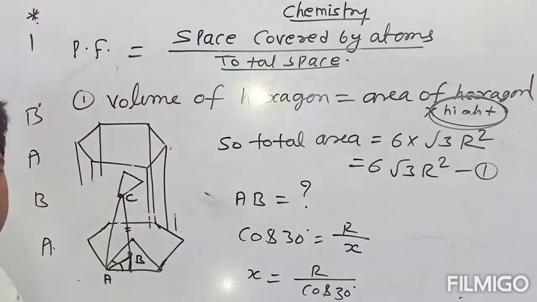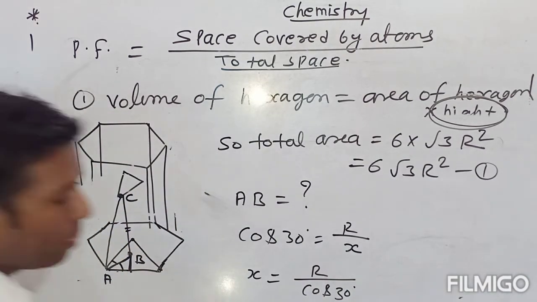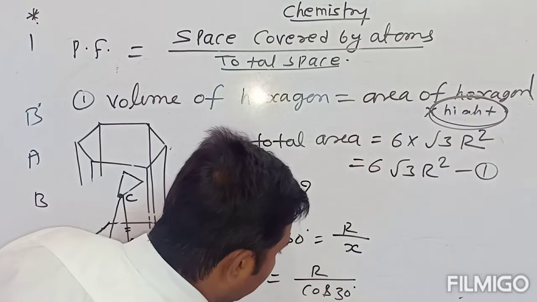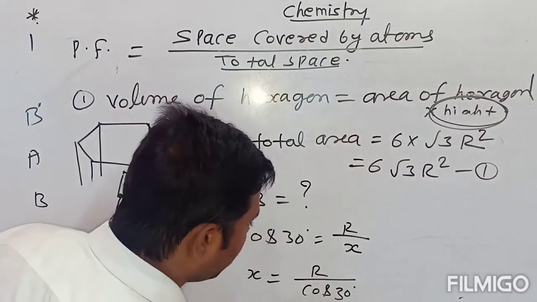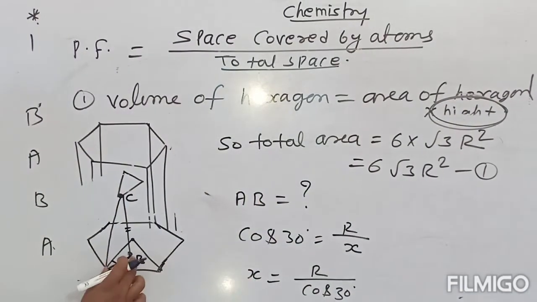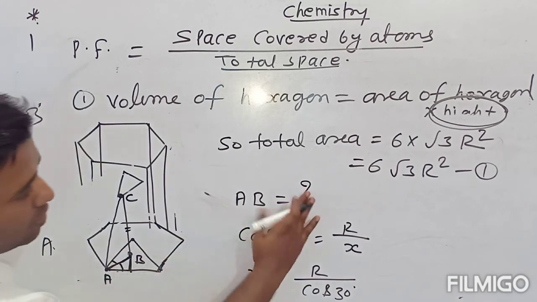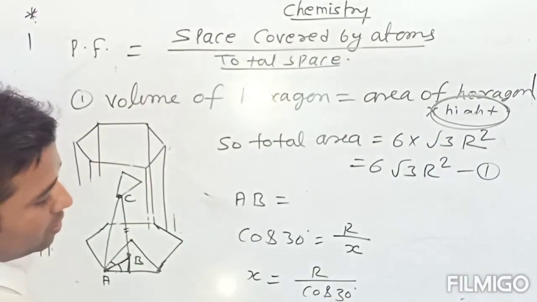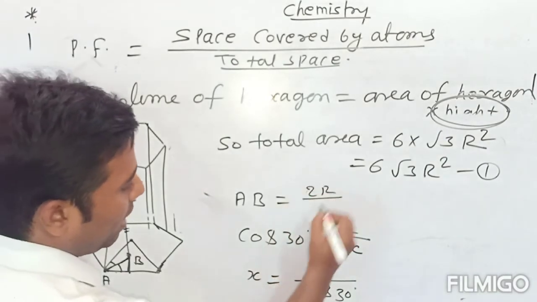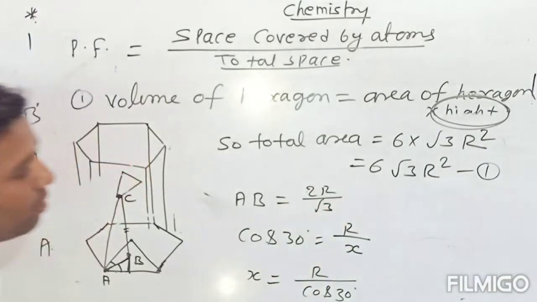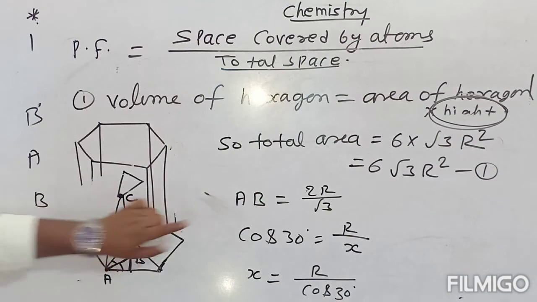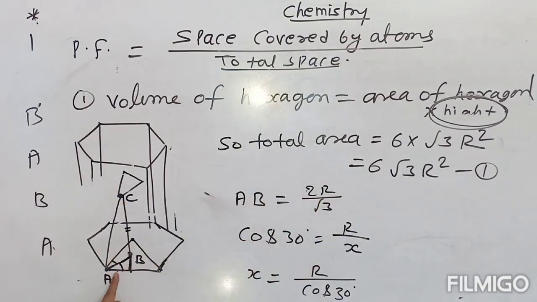What is the value of cos 30 degree? Root 3 by 2. So R by root 3 by 2, that is 2R by root 3, is the x. This is the x. That is, AB is equal to 2R by root 3. Clear? AB is equal to 2R by root 3.